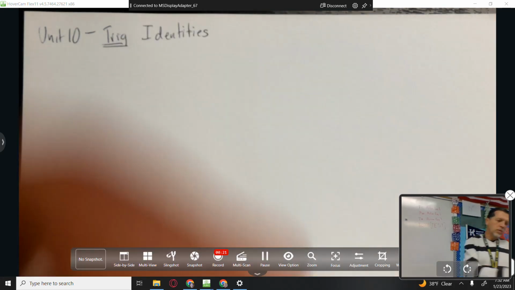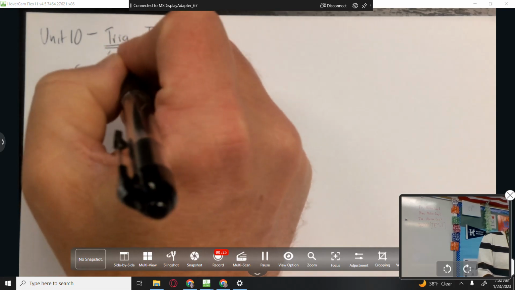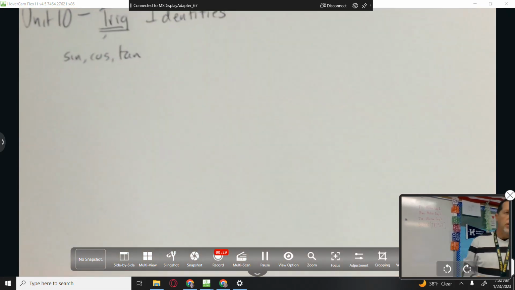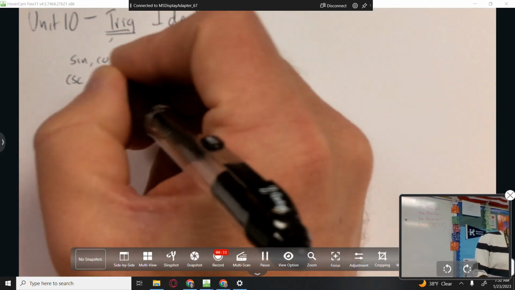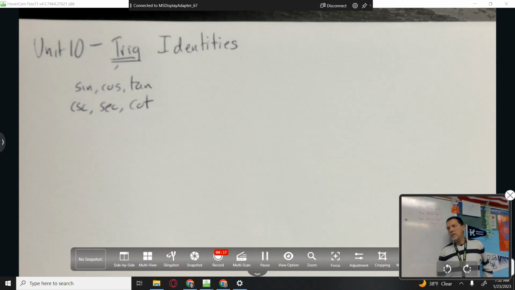Trig just means we're talking about sine, cosine, tangent, and there are three reciprocal partners, which I may as well write right here because we're going to review them today. Cosecant, secant, cotangent. That's what we mean when we say trig.